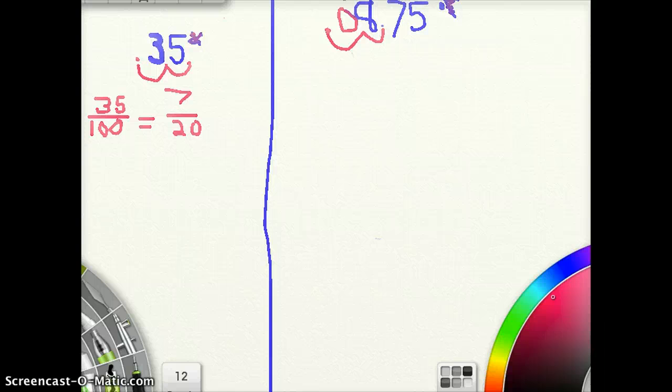So let's talk about how we say this. This is the tenths, hundredths, thousandths, 10,000ths. So we say this is 875 10,000ths.